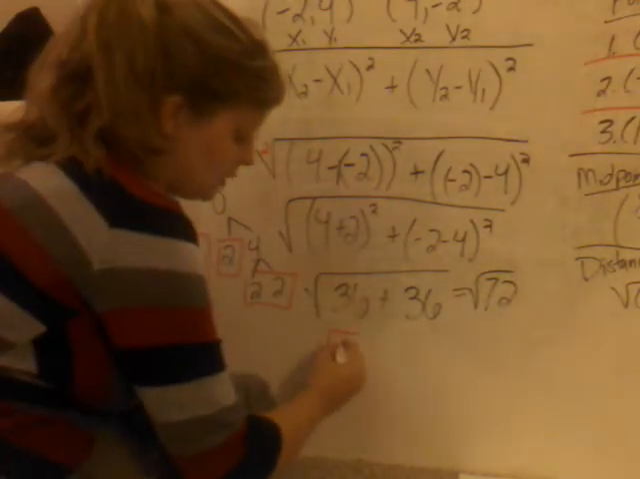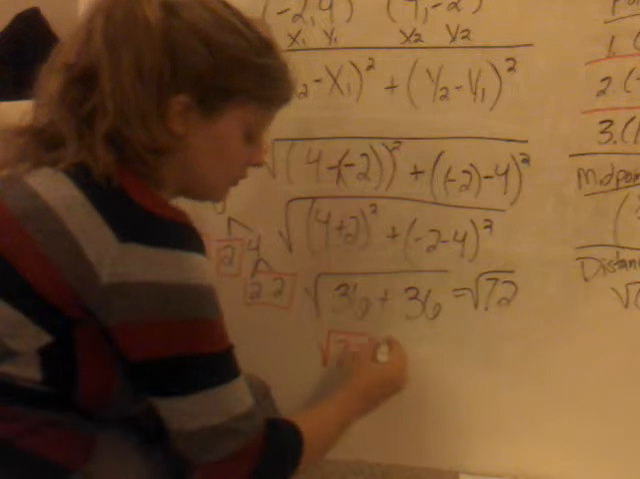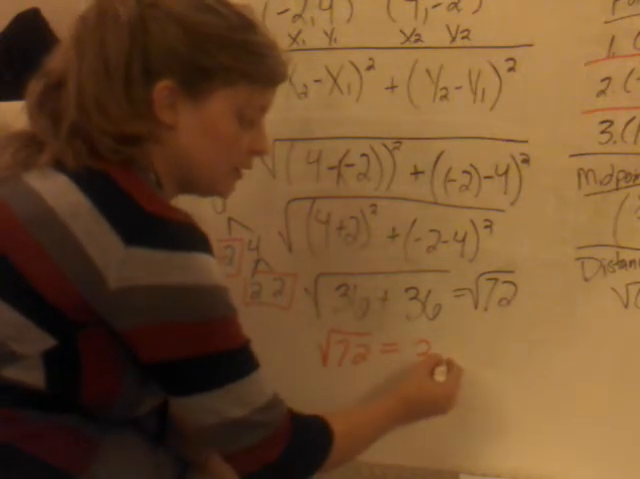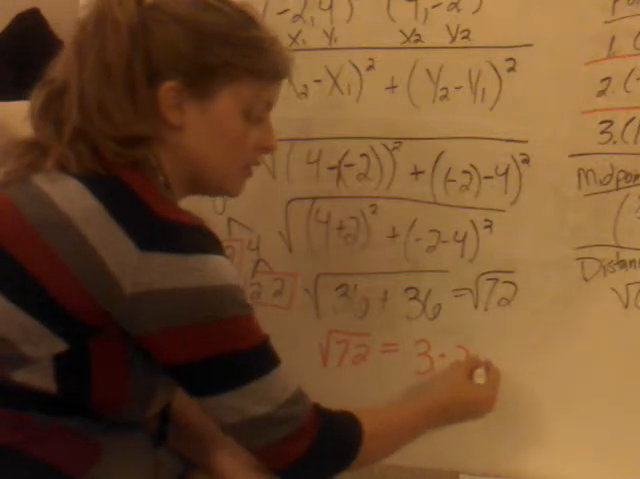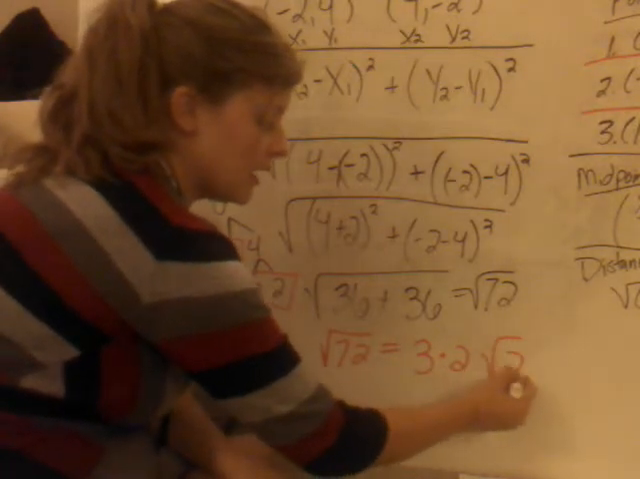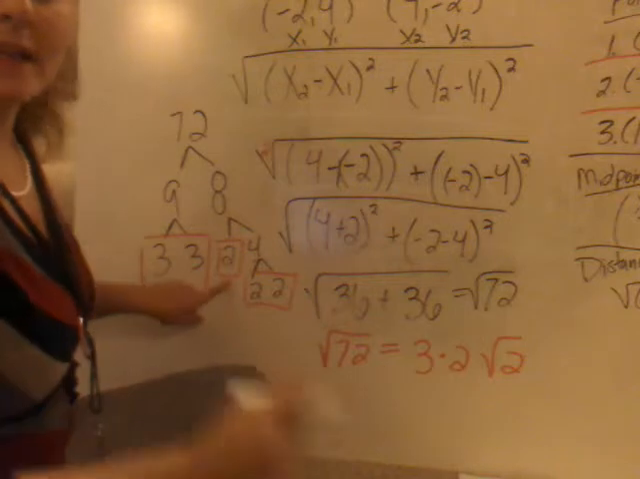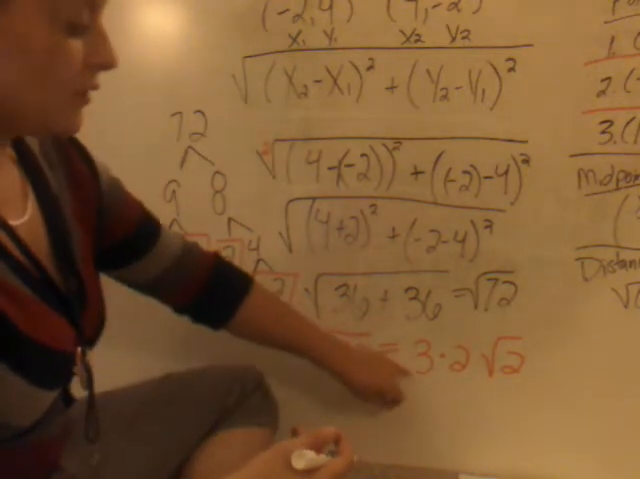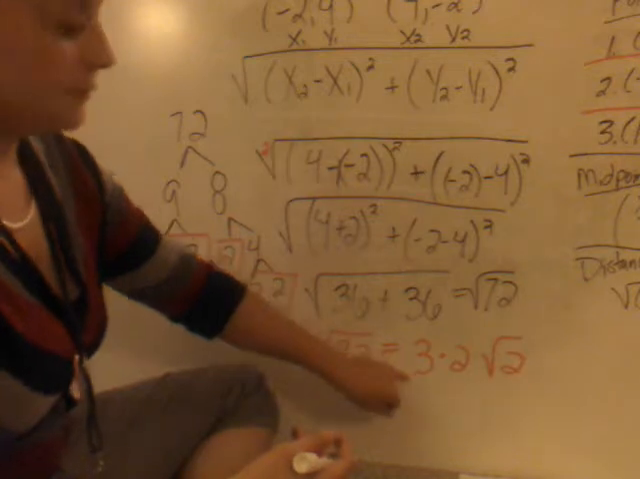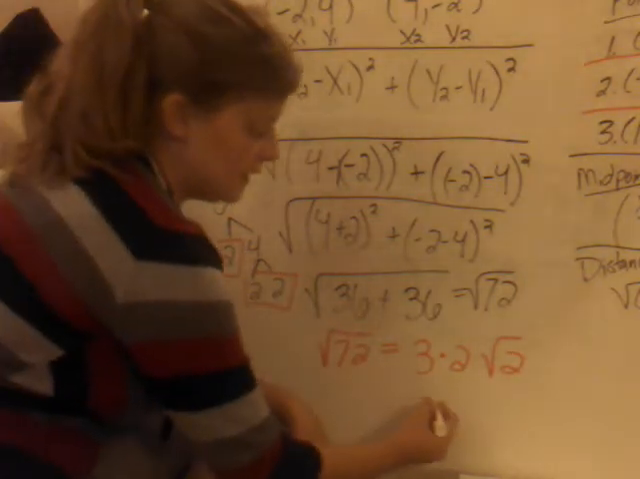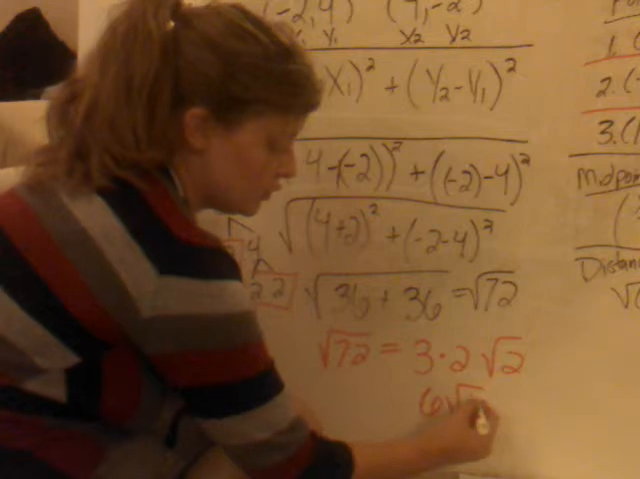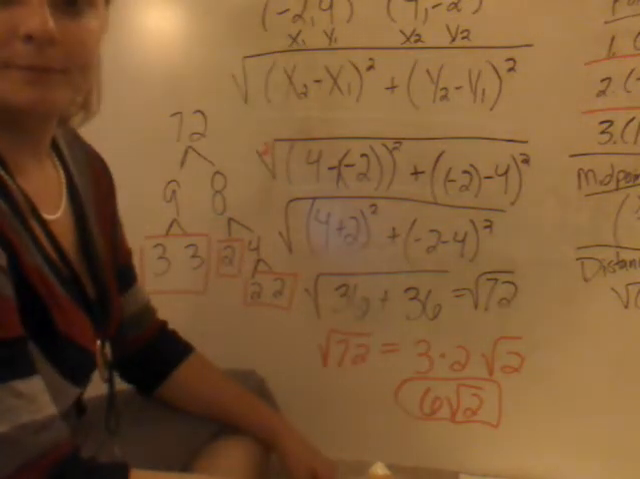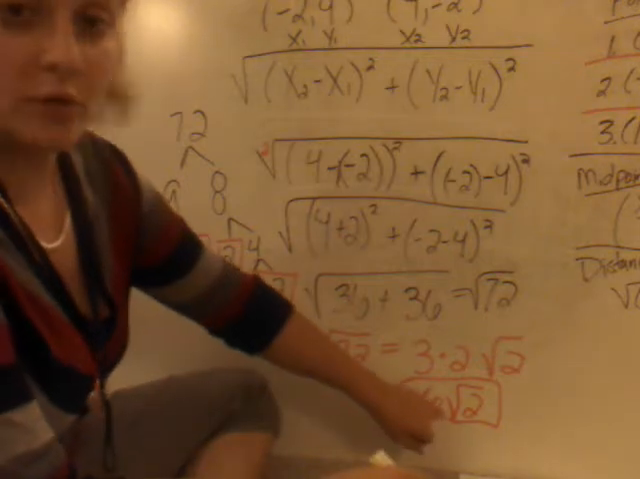So the square root of 72 is equal to, here's my 1, 3, here's my 1, 2, and I still have that single 2 because I only have 1. I can't take it out from under the square root sign. And whatever I take out, I multiply by it. So I have a 6 here, square root of 2. That's my answer. 6 square root of 2.